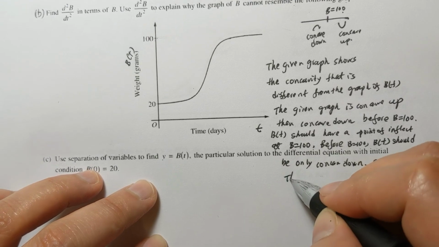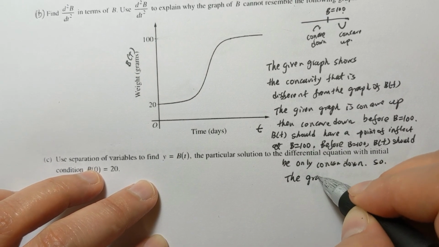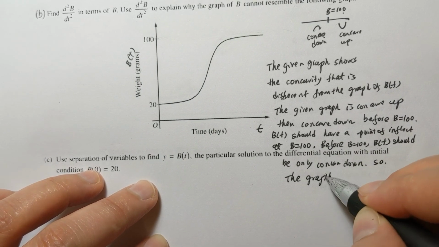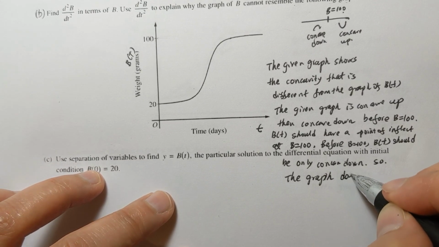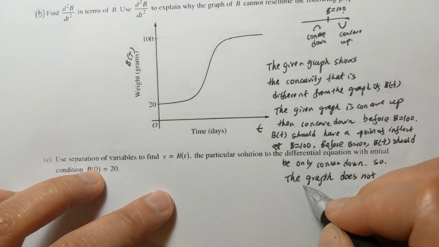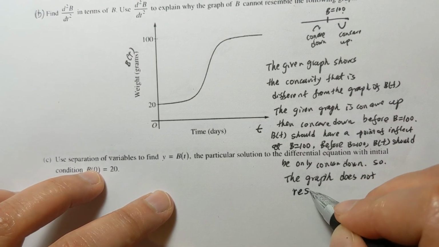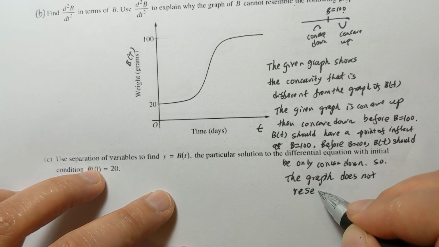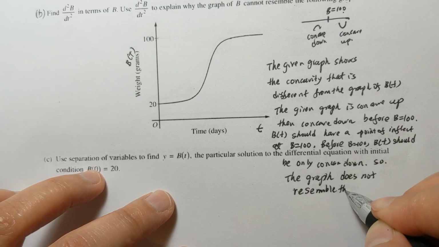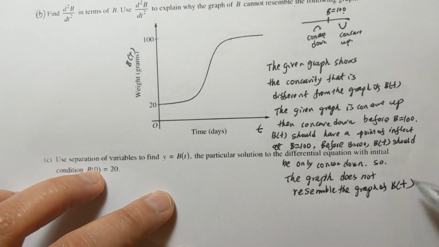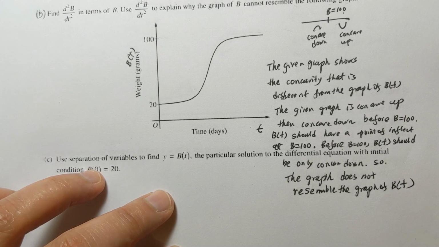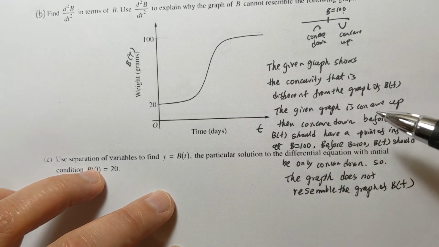So the graph does not resemble the graph of B of t. So we finished part B.